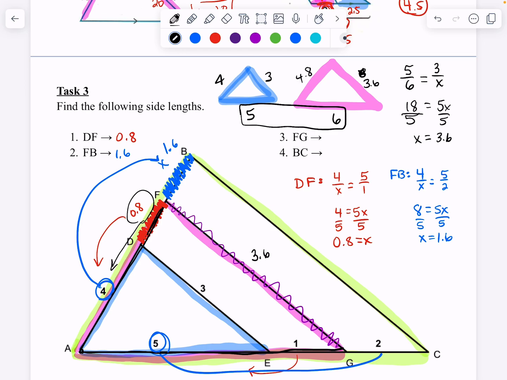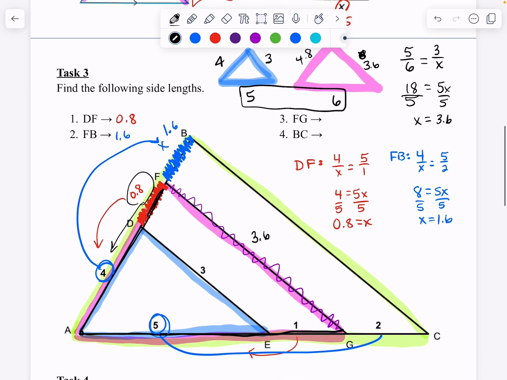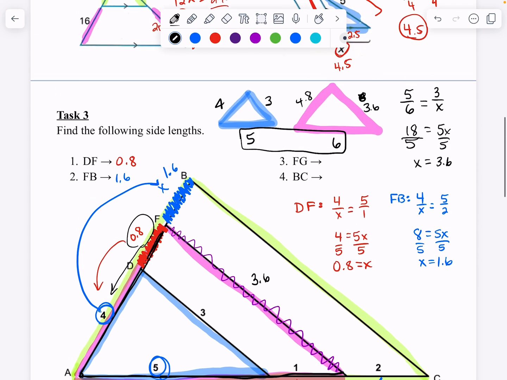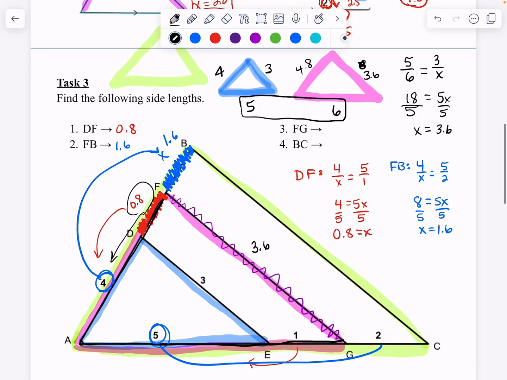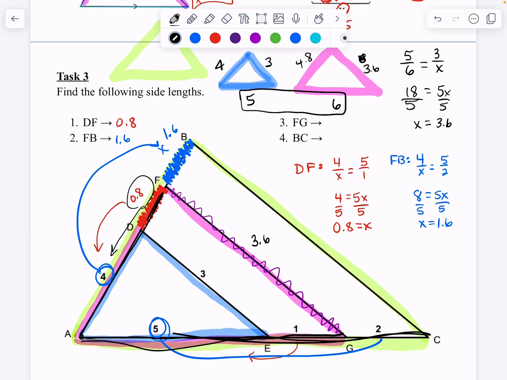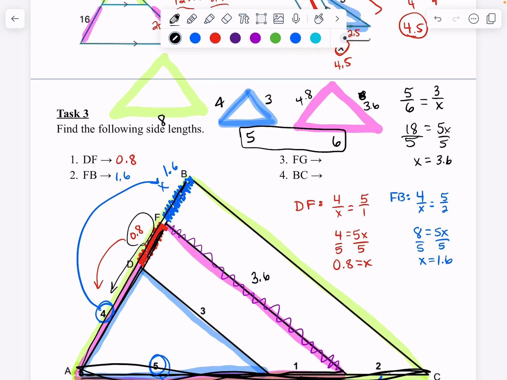I would do something very similar for the blue to green. So if I keep my blue triangle there and I make a green triangle right over here on this side and I fill in the information that I know, on my green triangle on the bottom, it's this whole length here, which is 5 and 1 and 2, which is 8. And this green length is all the way across, so I'm adding 4 plus 0.8 plus 1.6, and that is, what is that, 6.4? And then this is my new x.